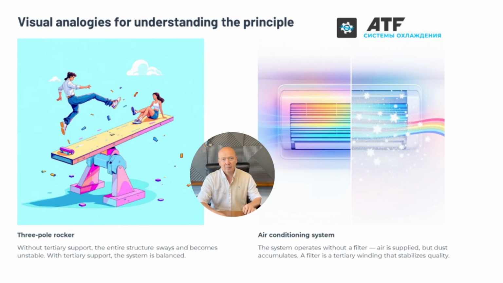Practical analogy: imagine a 3-legged swing where one leg loses its stability. Without the tertiary support, the whole structure shakes. With the tertiary support, the system is balanced. Another example, an air conditioning system without a filter: air is supplied but dust keeps accumulating. Here the filter is the tertiary winding, stabilizing the quality.